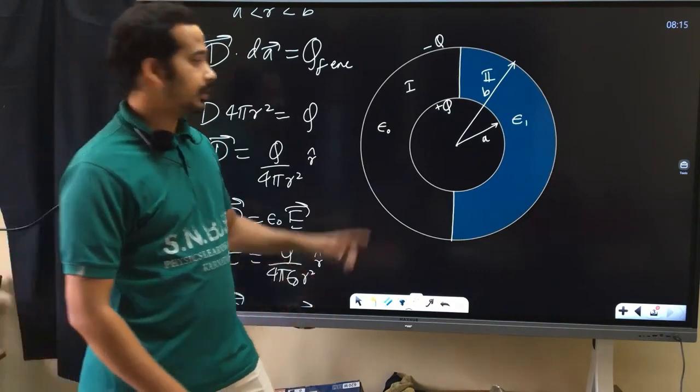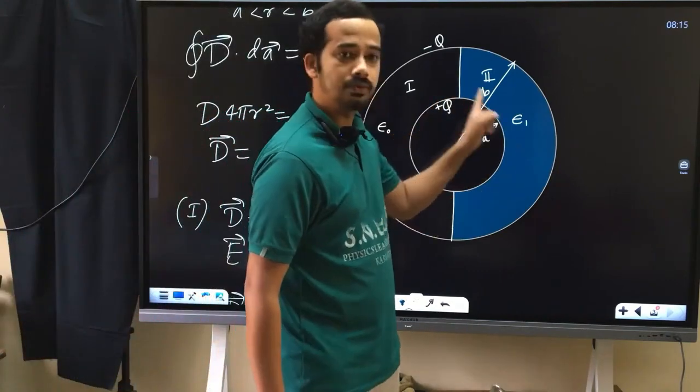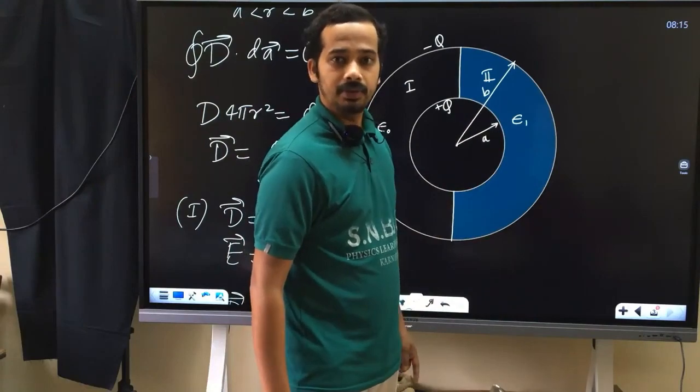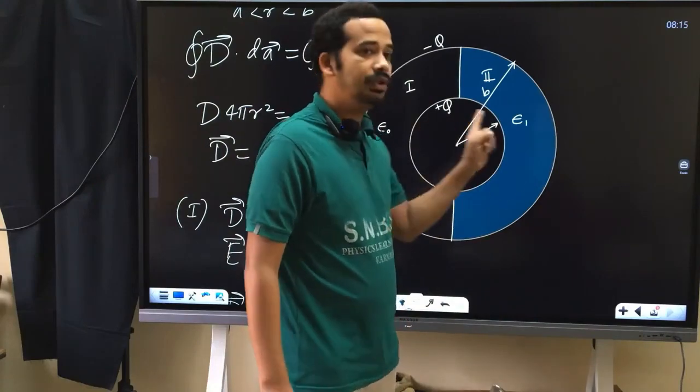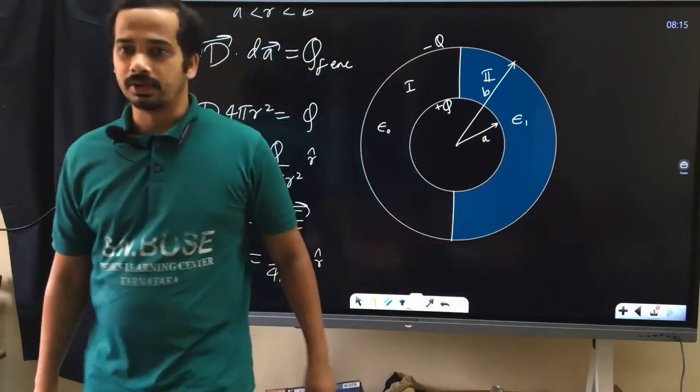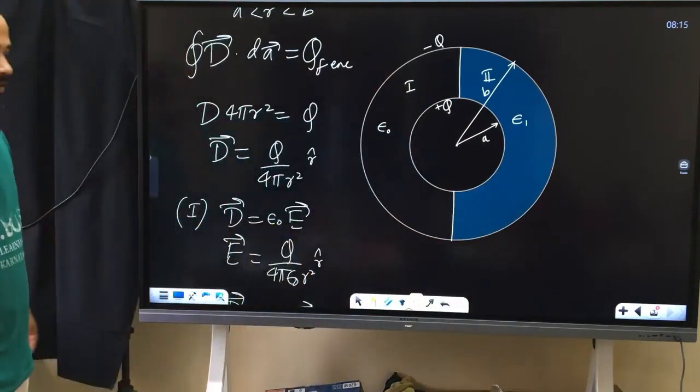You have a conductor, and you have some charges here due to polarization. So that's why this Q need not be spherically symmetric. Are you getting my point? So that's why this is wrong.